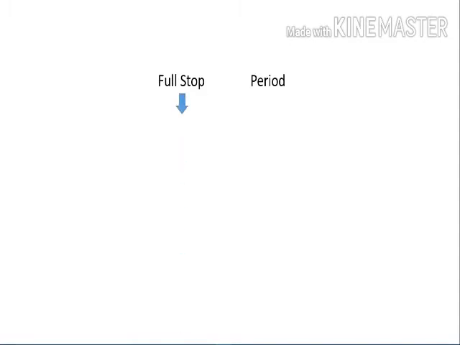Look at the full stop and period. Some students can recognize this as a full stop, and somebody can recognize this as a period. Full stop is the British style, and period is the American style. The Americans don't say full stop, they used to say period.